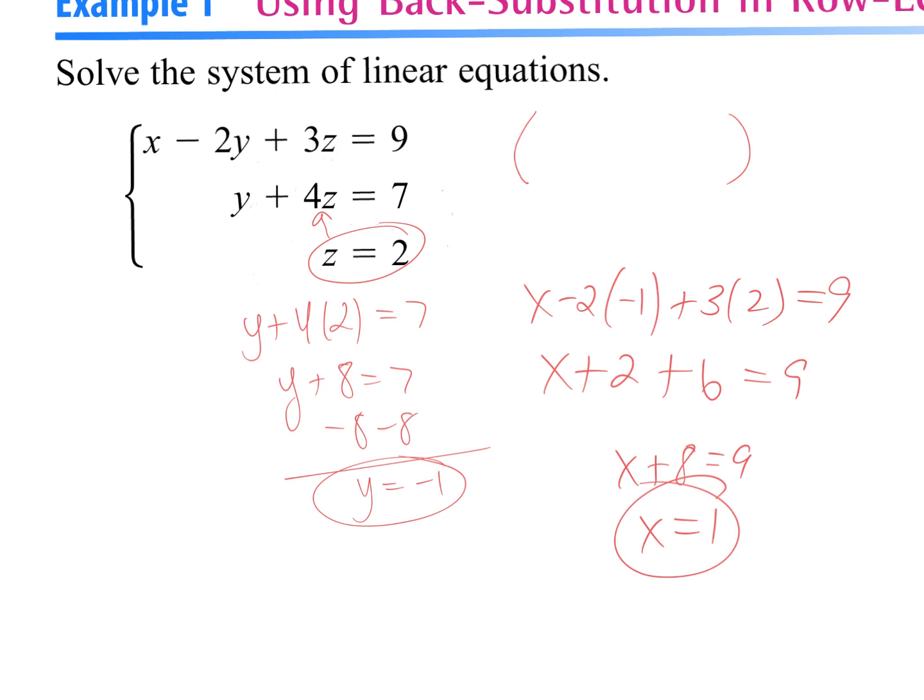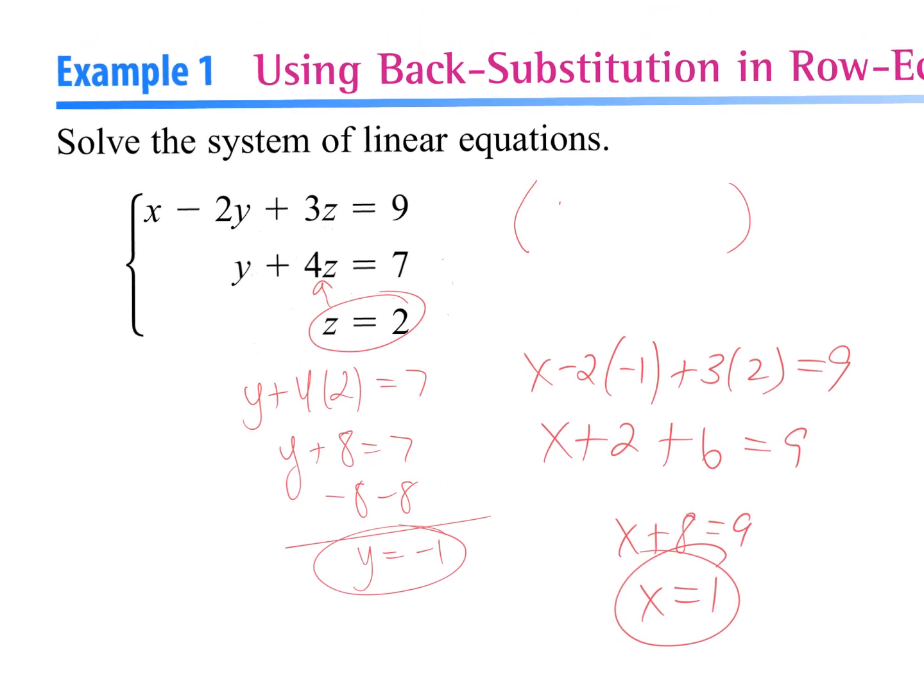So you would write your answer as an ordered triple. The x value first, the y value second, the z value third. And there's your answer. How do you know for sure that you're right? What could you do? Plug them back in. Yeah. Okay, that's called back substitution. You're just taking one thing and going backwards and substituting back in. That's pretty self-explanatory, pretty simple.